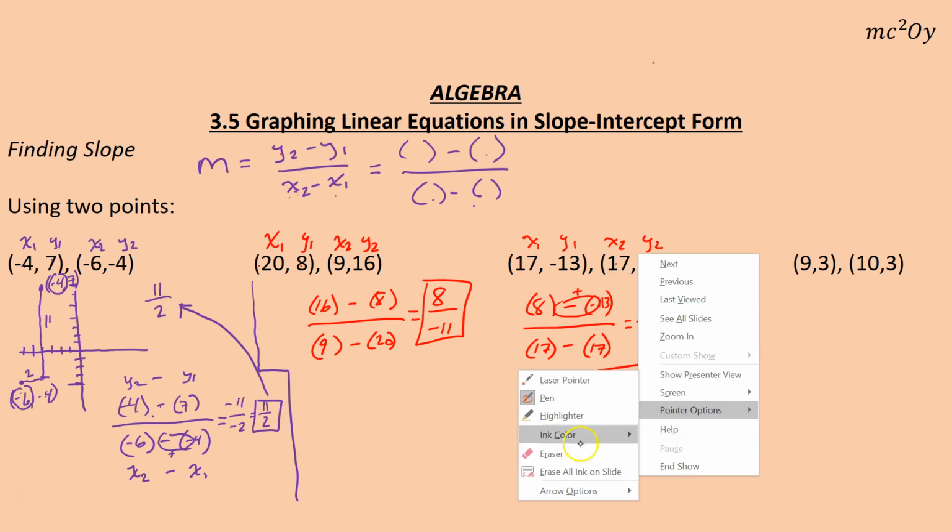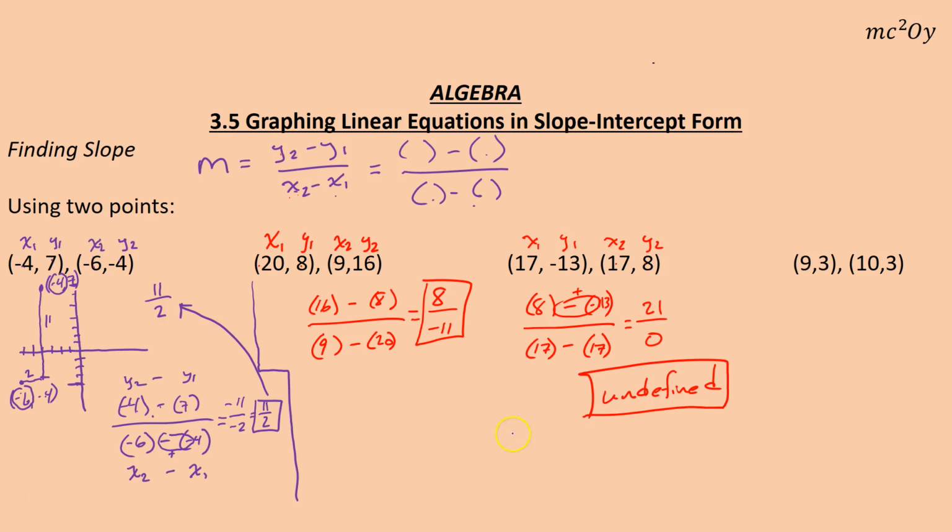Versus, say, one where we'd have this one here. 3 over 10, 3 over 9. 3 minus 3 is 0, 9 minus 10 is -1, and with the 0 over the fraction bar, that means it has a slope of 0.